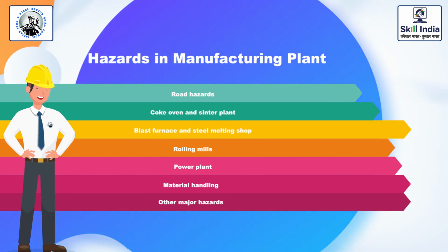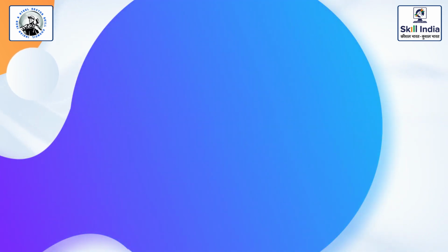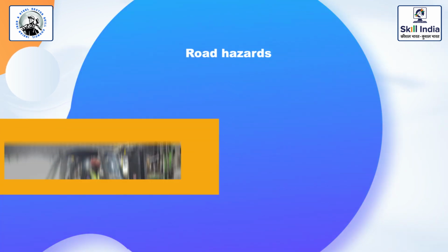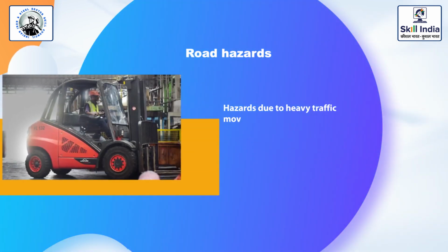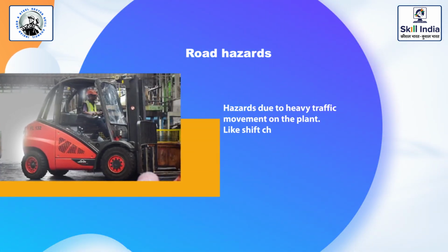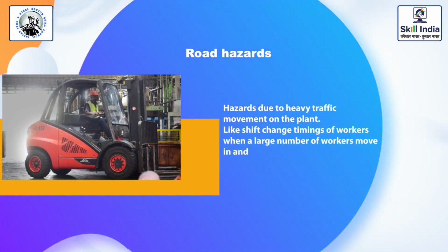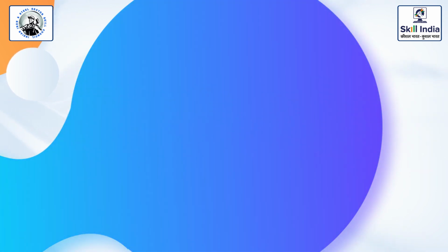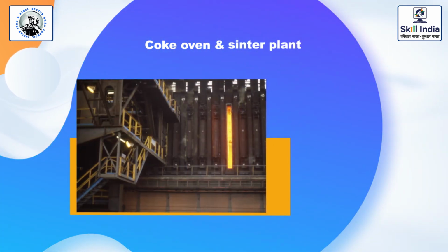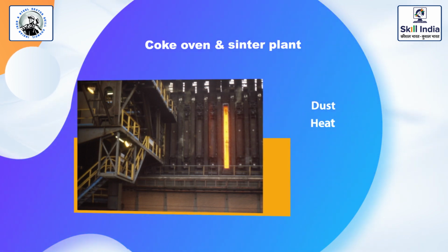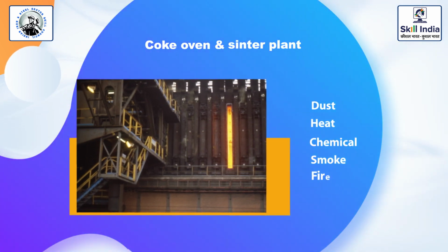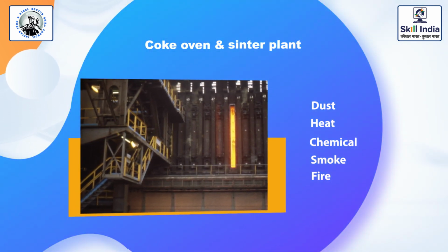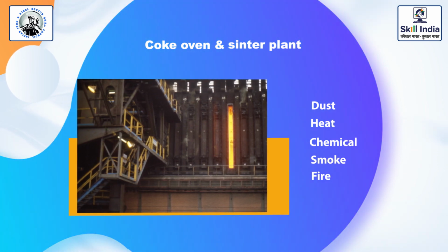We will now learn about hazards in steel manufacturing plants that you should be aware of. The list starts with road hazards, that is, hazards due to heavy traffic movement on the plant, like shift change timings of workers when a large number of workers move in and out of the plant. Then you have to take care of hazards at the coke oven and sinter plant. Dust, heat, chemicals, smoke, fire, etc. are the main causes of dangers here.